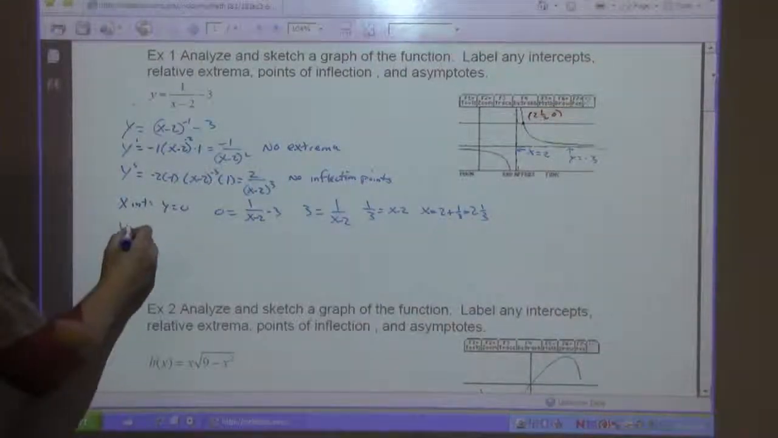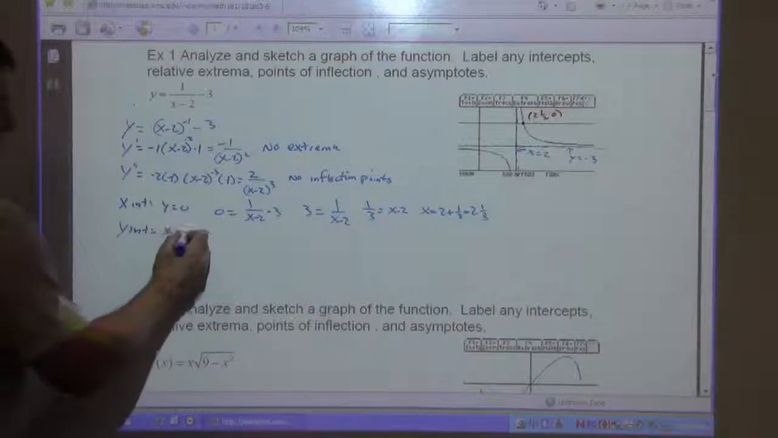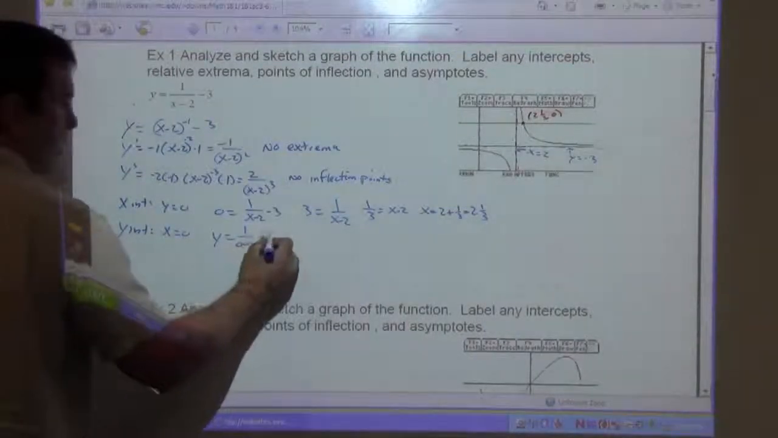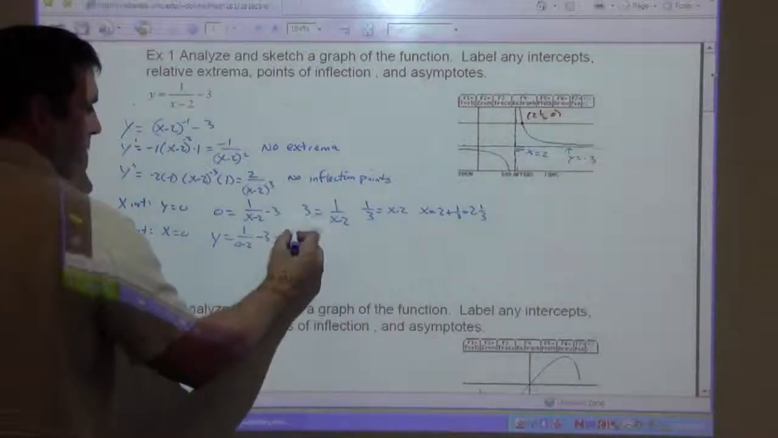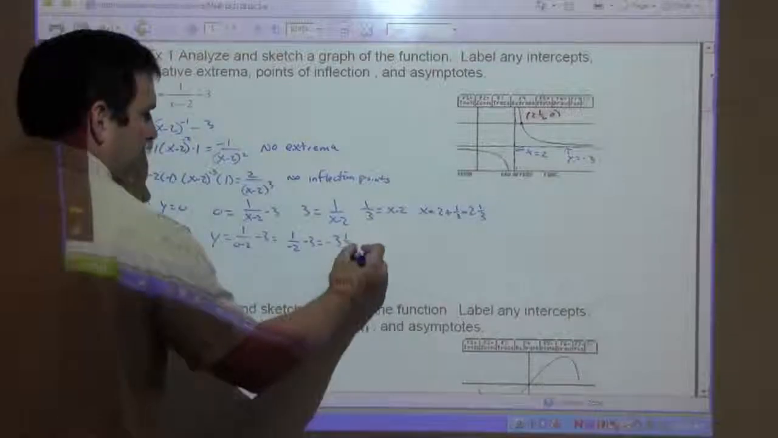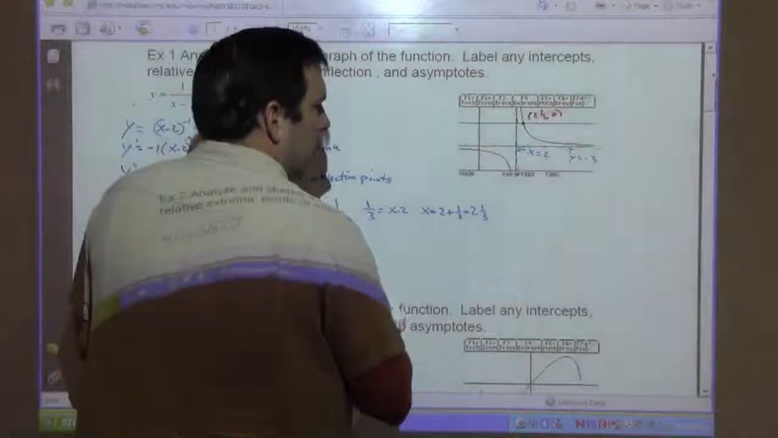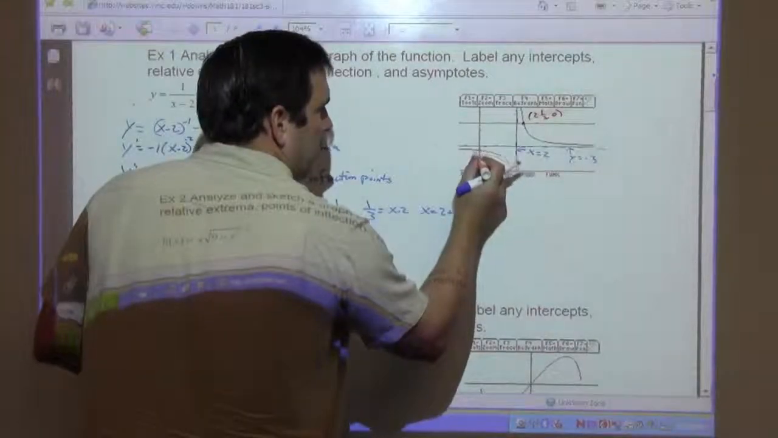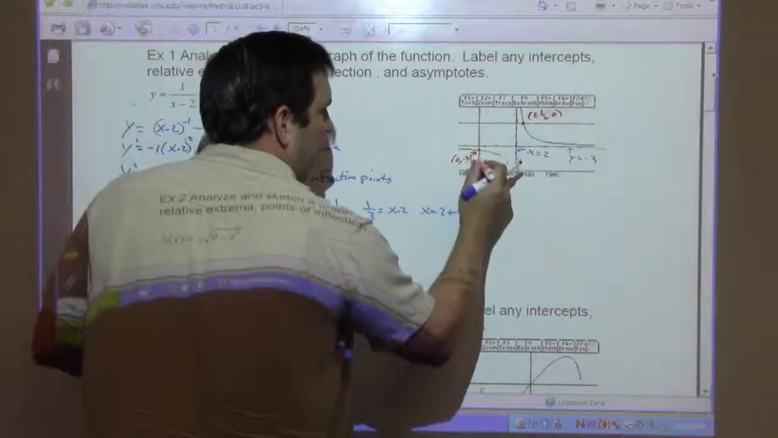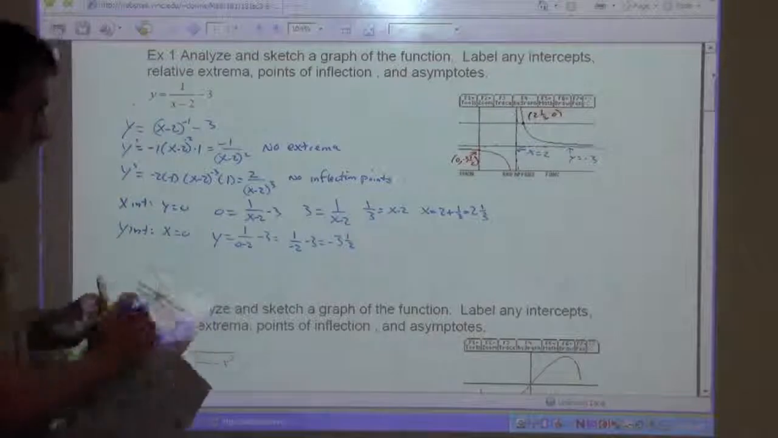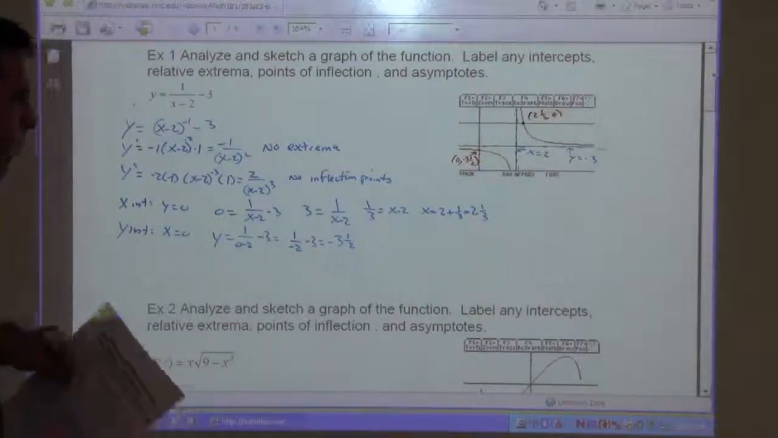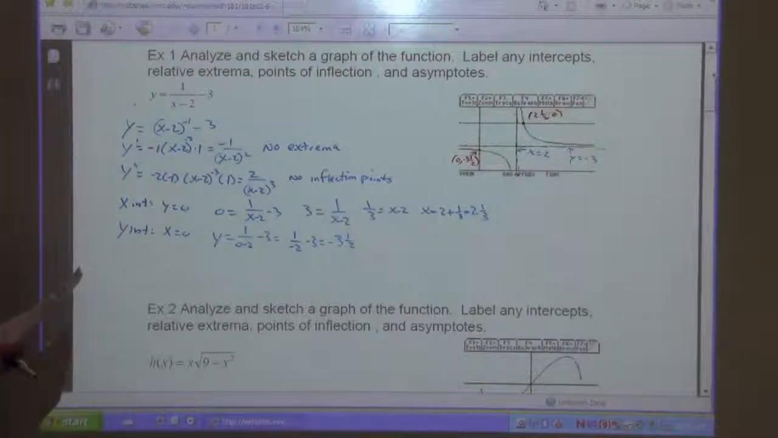For the y-intercept, that's where x is 0. So y would be equal to 1 over 0 minus 2 minus 3. That's going to be 1 over negative 2 minus 3, so that's negative 3.5. So this point down here is going to be located at 0, comma negative 3.5. Okay, next thing.